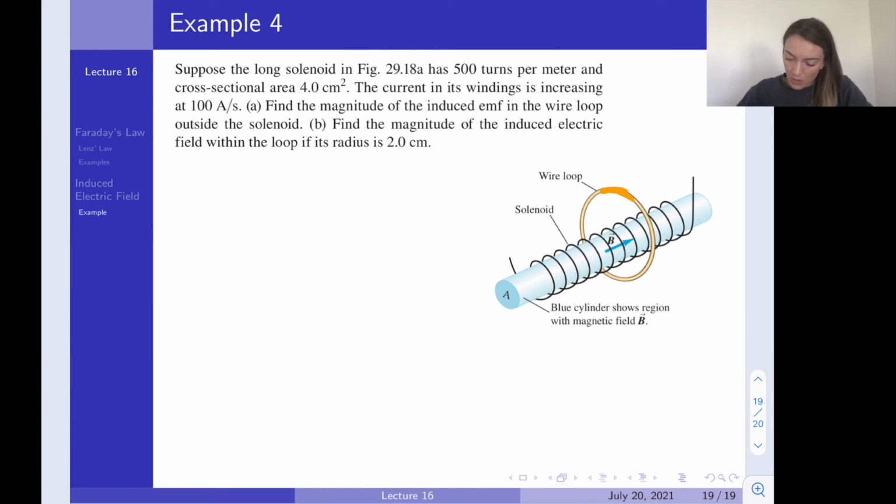So we have this solenoid. We're increasing the current through it, which means we're going to be increasing the magnetic field in the center of the solenoid. And then we have this wire loop just hanging out around the solenoid. So the changing flux through this wire loop due to the increase in current from the solenoid will induce an EMF in this wire. So let's find that EMF.